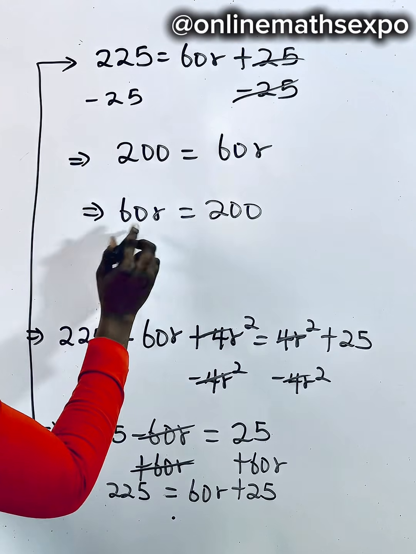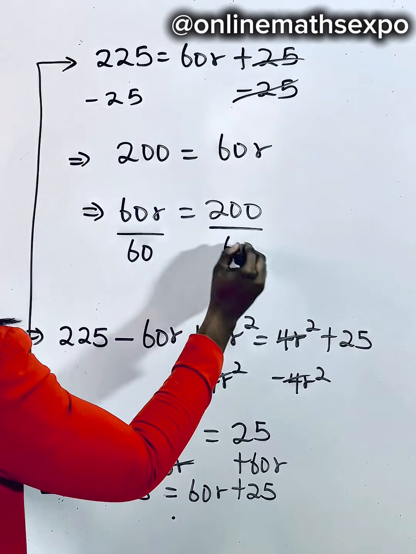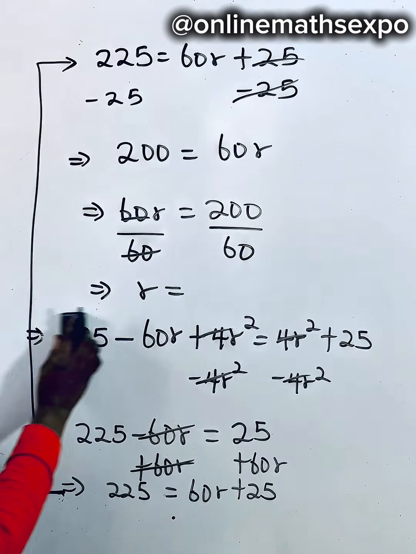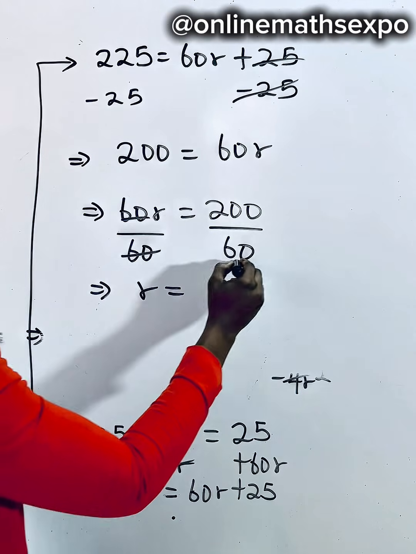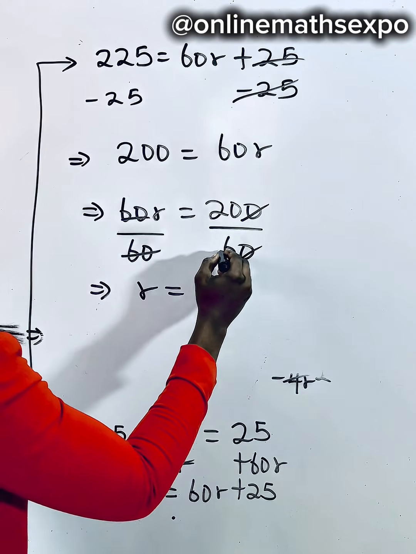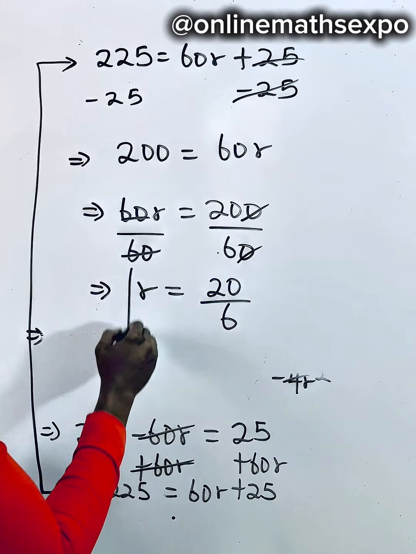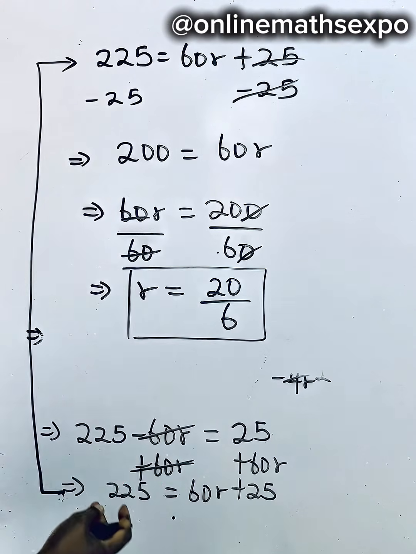To get r, divide both sides by 60. And if you do that, we have r is equal to 20 divided by 6. This gives us the radius of the circle.